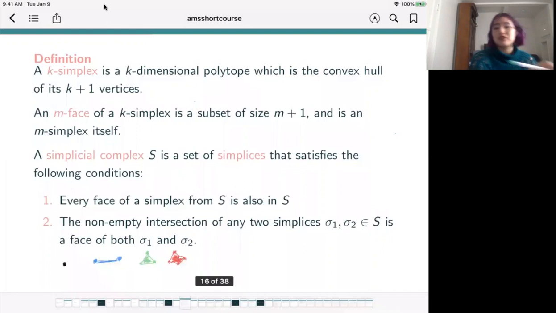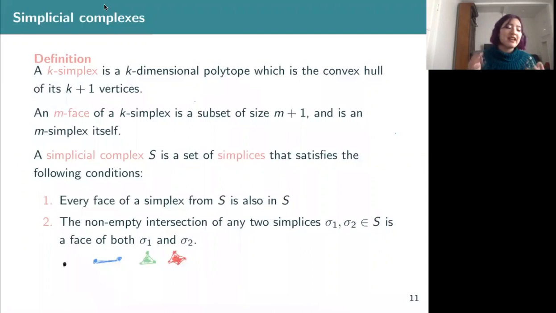If we look at the tetrahedron, it has a lot of different faces. All of its vertices are faces. All of the lines that go into the tetrahedron are faces as well. All of the triangles on the outside of the tetrahedron are faces as well. And that would be your full set of faces of the three simplex. So basically, in order to be a simplicial complex, you have to do a couple of things. The first thing is that if you're a simplex in the simplicial complex, then all of your faces also have to be in the simplicial complex.